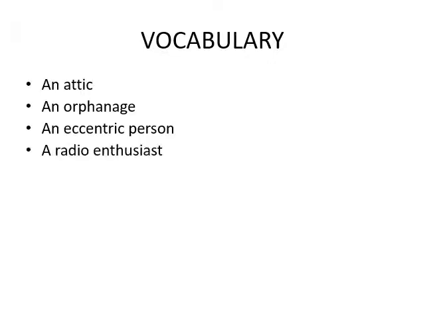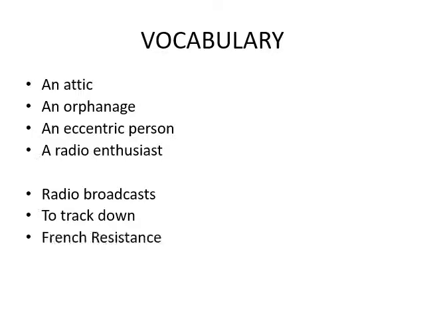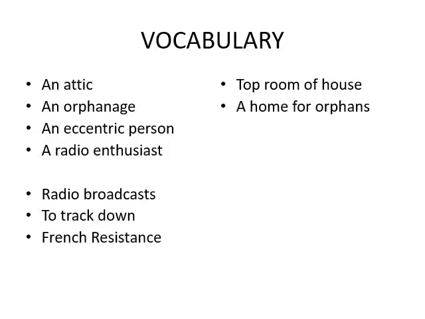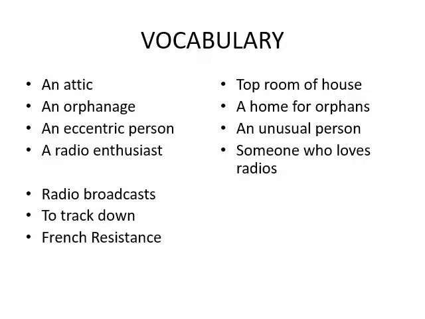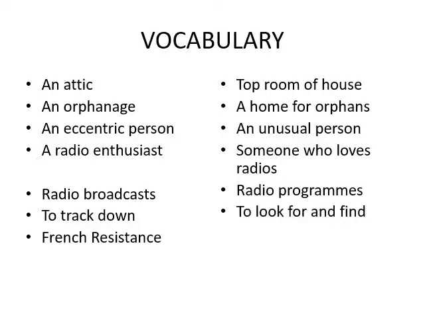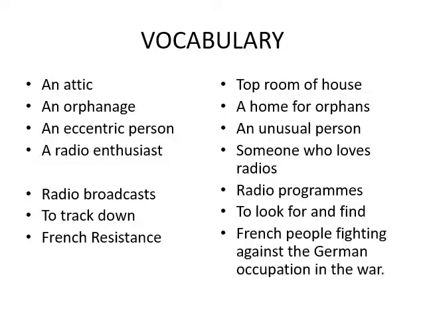Thank you for listening to my story, and now some vocabulary. You might not know these words: an attic, an orphanage, an eccentric person, a radio enthusiast, radio broadcasts, to track down, French resistance. So, an attic: the top room of a house. An orphanage: a home for orphans. An eccentric person: an unusual person. A radio enthusiast: someone who loves radios. Radio broadcasts: radio programs. To track down: to look for and find. French resistance: French people fighting against the German occupation in the war.